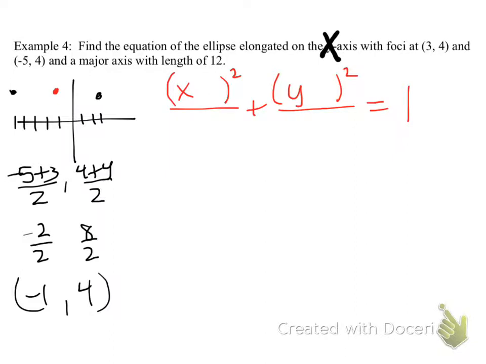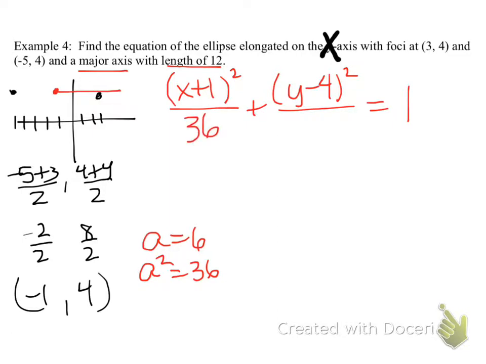So my center, I know the x-coordinate is at -1, so it's going to be x plus 1. My y is y minus 4. And then it's a major axis of length 12. So remember, a major axis is twice my a, so my a is 6. Therefore my a squared is 36. Since this is elongated along the x-axis, the 36 goes under the x. And next, how can I find my b squared?